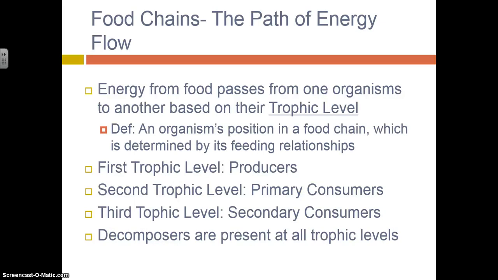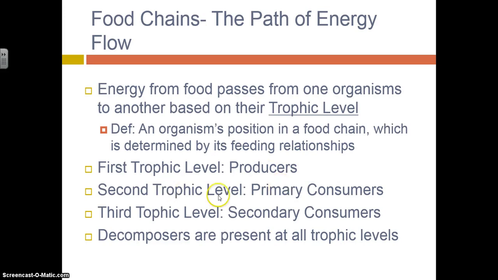Okay, so trophic levels. The trophic level is the position in the food chain of an organism. There are 3 trophic levels, essentially, 4 when you include decomposers. The first trophic level is producers. These are organisms that make their energy from the sun. They are known as autotrophs. They make their own food.